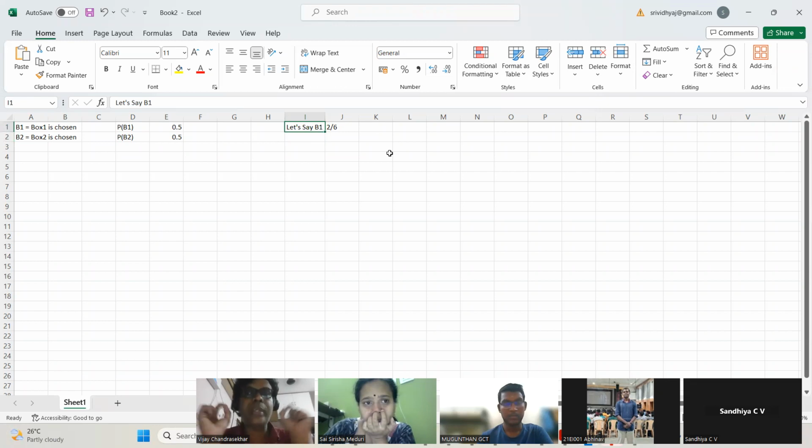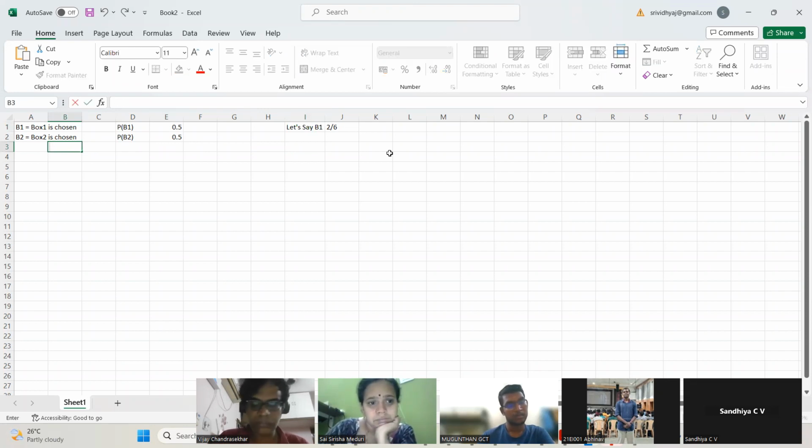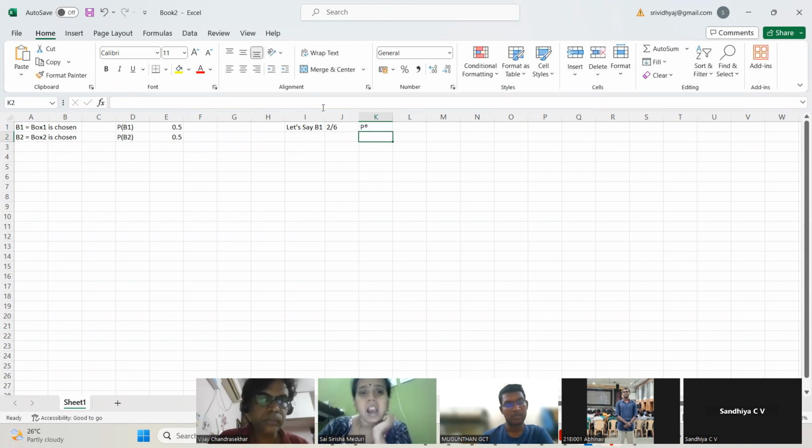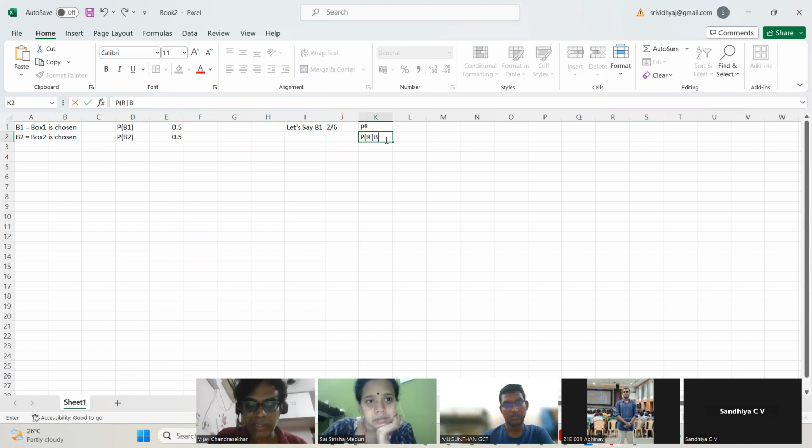my question is from a notational standpoint. Is this 2/6 P of R, or is it P of R given B1? Probability of R given B1. Okay, why? Because we know that it is box 1. From there, we are finding the probability of picking the red ball.